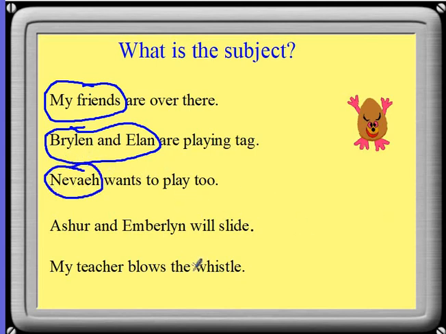Alright, I want you to try the next two sentences by yourself. So you're going to pause the video in just a second and try these two, and then we'll restart it and see if you got them right. I'm going to go ahead and read them to you so you won't have any trouble reading them. It's Asher and Emberlyn will slide. And this one says, my teacher blows the whistle. So think about those two sentences and find the subject of them. You can pause me while you're thinking.